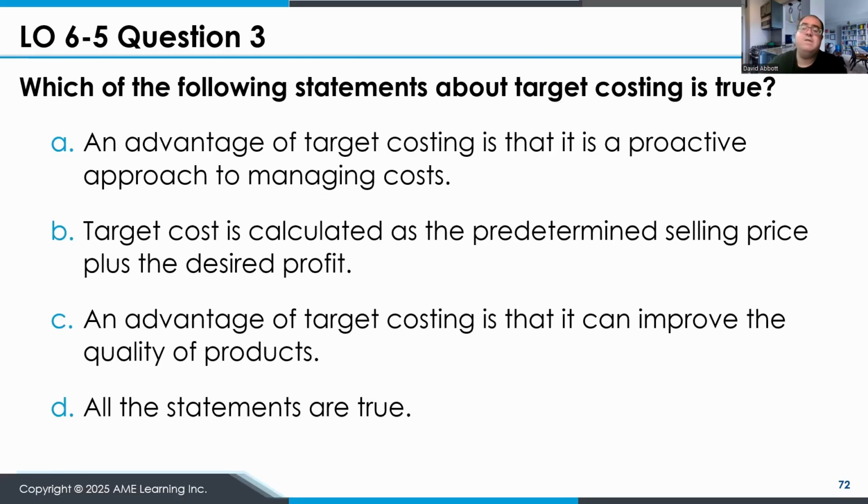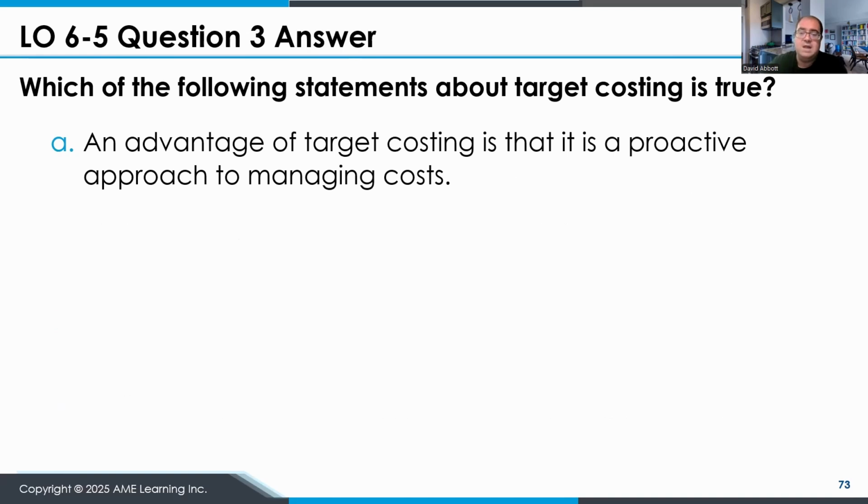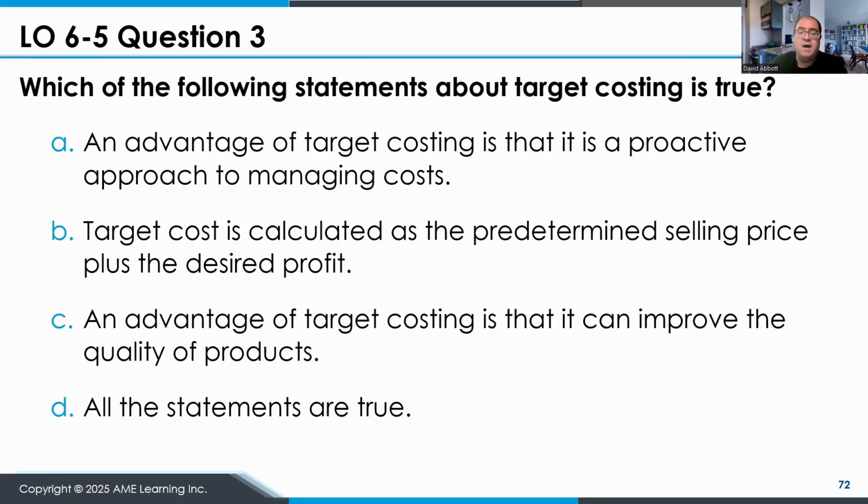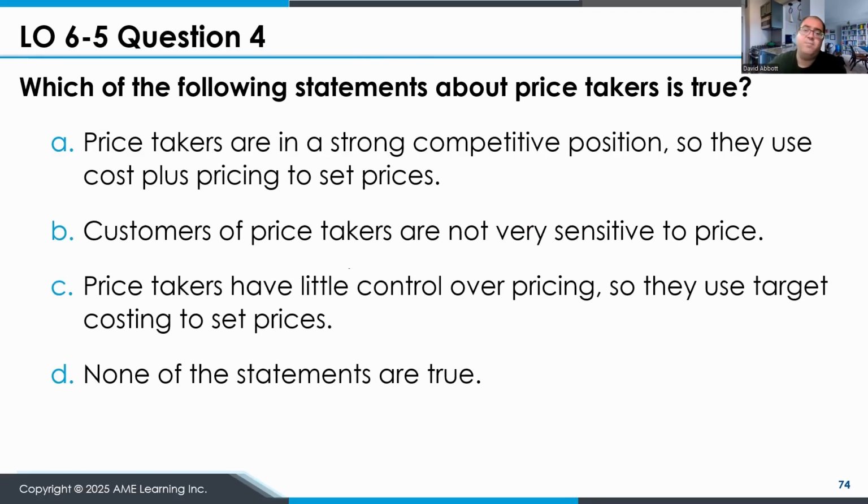And then which of these statements are true about target costing? Is it that an advantage of target costing is that it is a proactive approach to managing costs? Target costing is calculated as a predetermined selling price plus the desired profit. And an advantage of target costing is that it can improve the quality of products. All the statements are true. And it is A, that the advantage of target costing is that it is a proactive approach to managing costs. It is not B, and it could actually lower the quality of products.